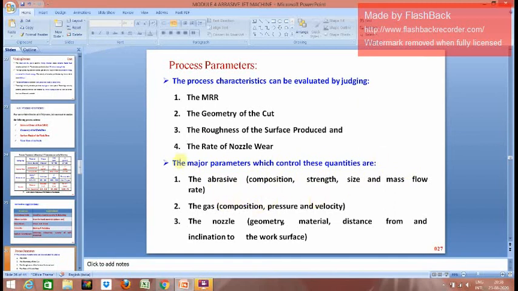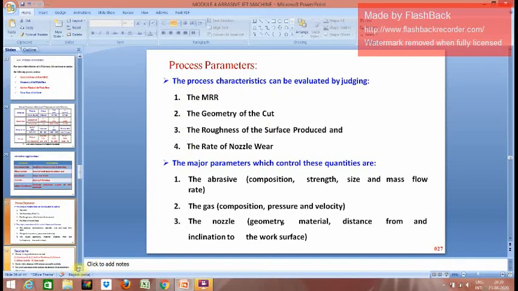You can see in the above table I have shown what must be the abrasive composition, what must be the gas, and what must be the pressure and velocity. For the nozzle, I have already given in the table what must be the material and what must be the distance and inclination to the work surface. So these are the major parameters which control these four process characteristics.